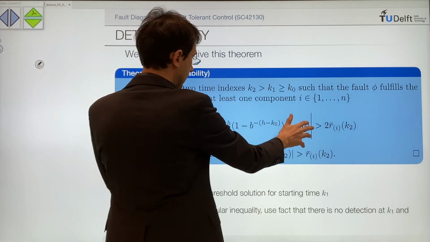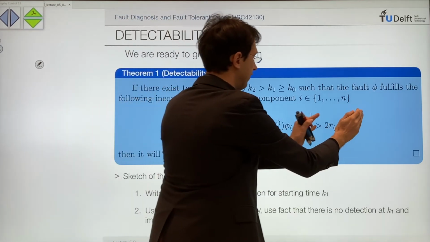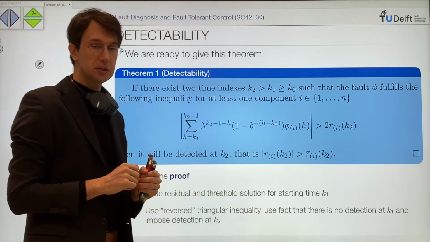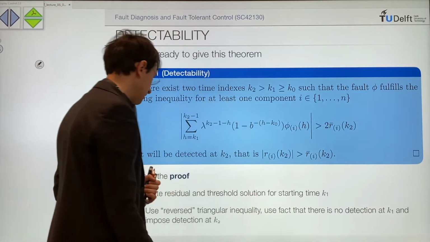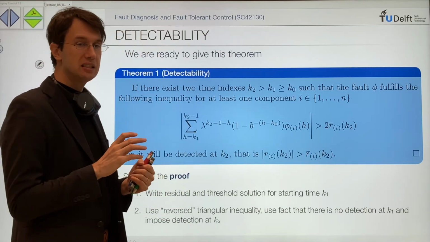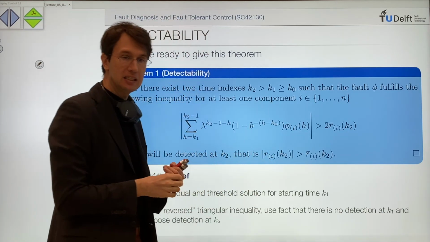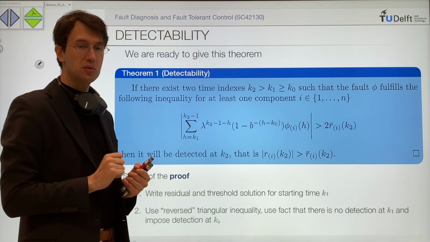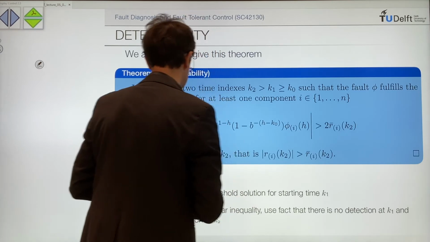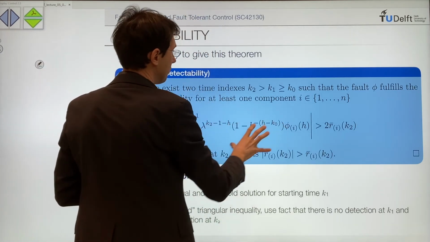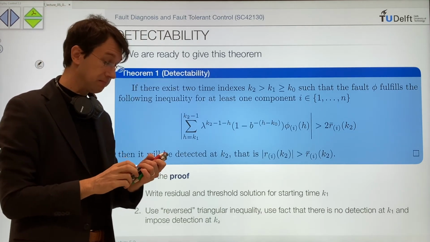We have something on the left side that depends on the fault function, and something on the right side that depends on the threshold. And we have here a 2 in front of that. So very intuitively, this is telling you if the fault function is so big that its influence is at least 2 times the threshold, then you're going to cross the threshold. So before we look into that more, I want to show this on a very, very intuitive basis.